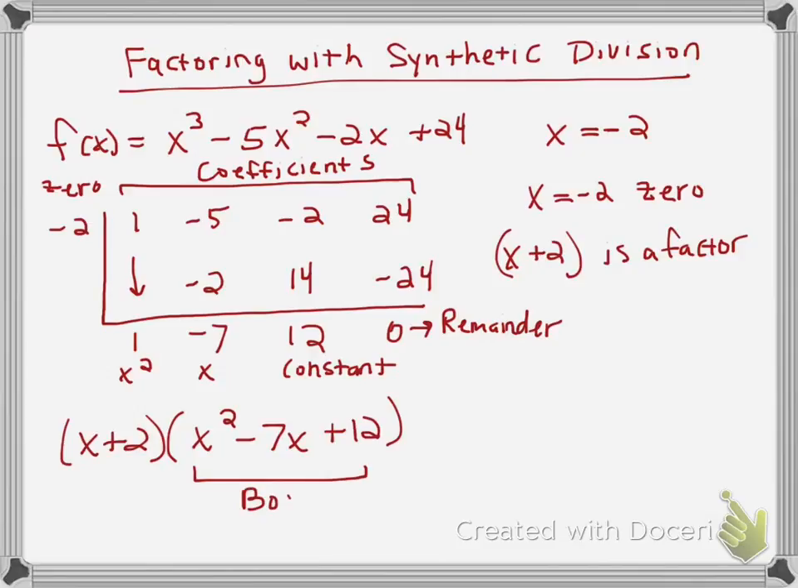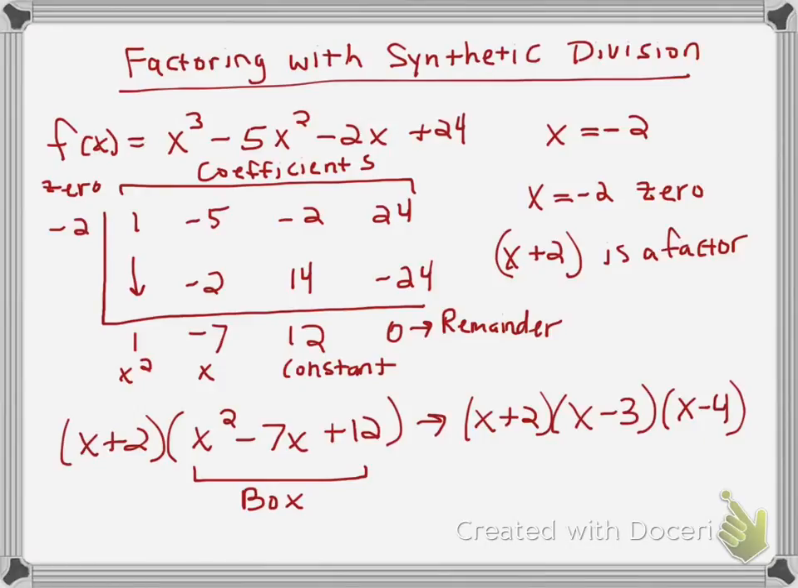I'm going to look at that quadratic that was left over, that x squared minus 7x plus 12. I'm going to factor that one more time. So I'm going to use my box method. All right, and that factors as x minus 3 and x minus 4. All right, so now I have everything. I started out with that first 0, x equals -2. My factor was x plus 2. I got that quadratic. I factored it one more time as x minus 3 and x minus 4.